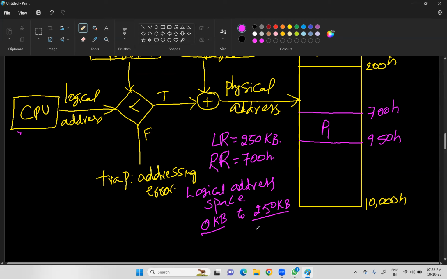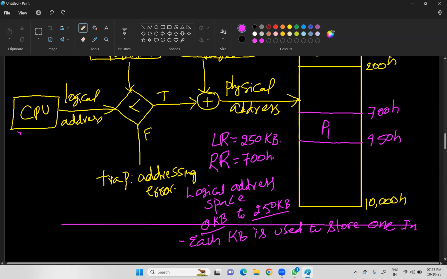This is for our convenience, I am saying. Each kilobyte is used to store only one instruction. A single instruction is going to be stored in each kilobyte, for our convenience. So that is why we have 250 instructions.